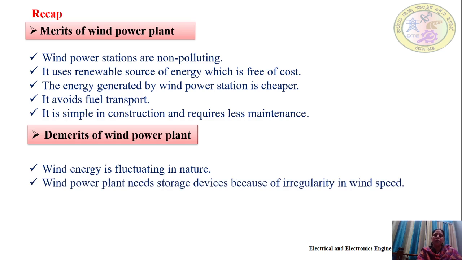Wind power plants need storage devices because of irregularity in wind speed. So whenever the wind blows, whenever the velocity of the wind is good for power generation, we have to store the power. That is done with the help of these storage devices.